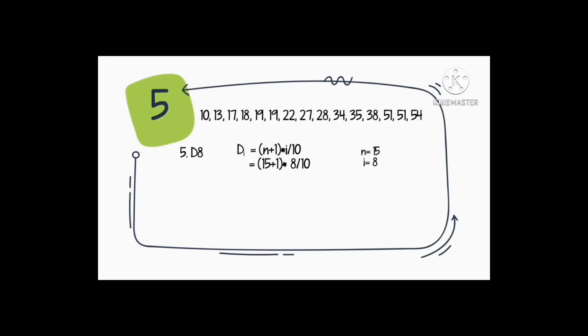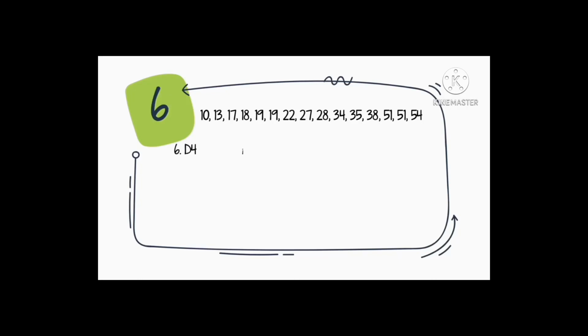Since we are looking for the 8th decile, 8 over 10 is equal to 0.8. 15 plus 1 is equal to 16. 0.8 times 16 is equal to 12.8. Then round off, the answer will be 13. The 13th term or score in our set of scores is 51. So 51 is the 8th decile.